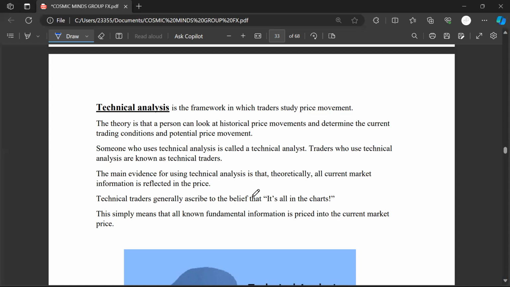Looking at the current nature of the market, that's what we do. Now, someone who uses technical analysis is called a technical analyst. Traders who use technical analysis are known as technical traders. It's as simple as that. The main evidence for using technical analysis is that theoretically, all current market information is reflected in the price. So whatever is happening on the market, forex is the trading of currencies, real-time currencies. We are not talking about virtual currencies. We are talking about currencies which are real.